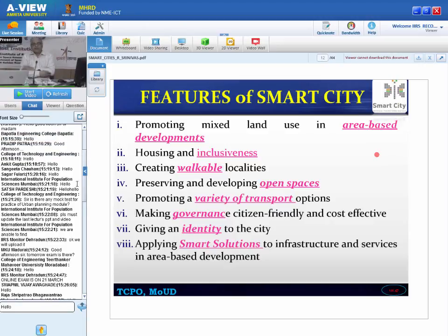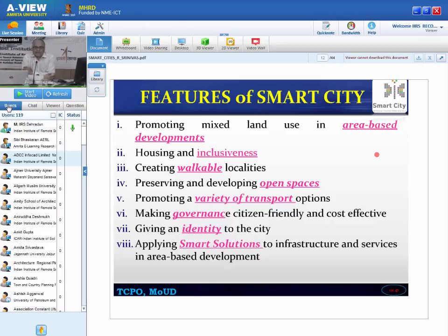Now, the guidelines for smart city have clearly indicated what should be the features of a smart city. I have highlighted them in pink color, so it will be easy to understand. Like promoting mixed land use in area-based developments. Now, in urban planning, earlier the cities used to have a rigid, segregated land use. Typically, if you see the land use, you can have various kinds of land uses.